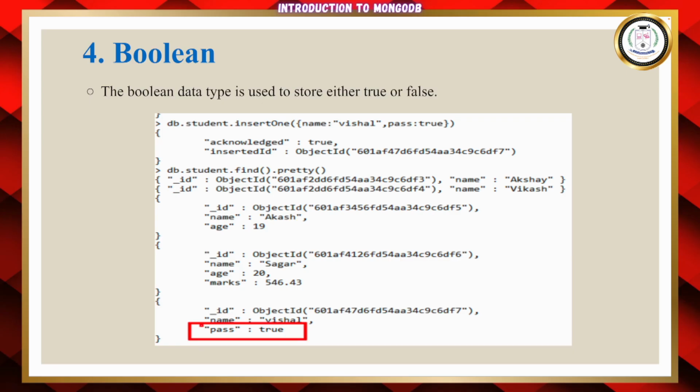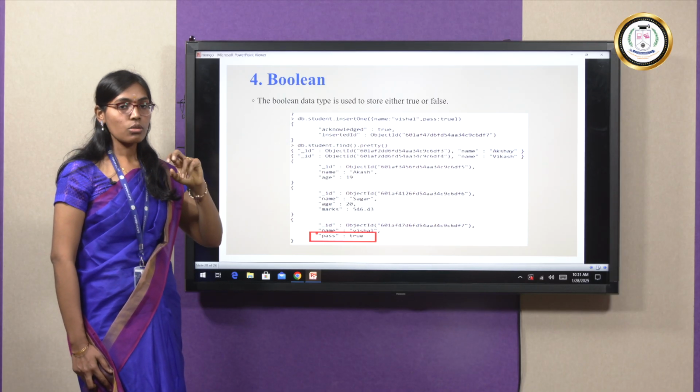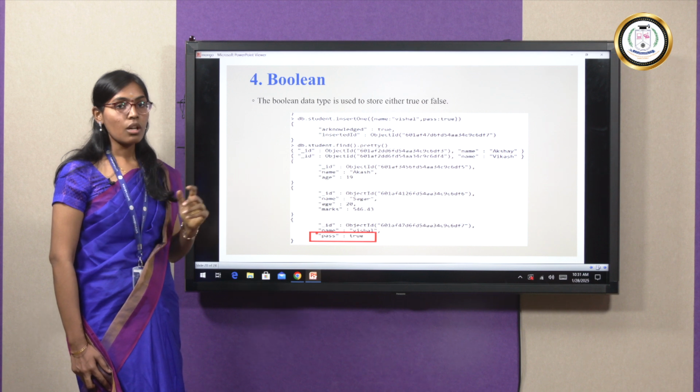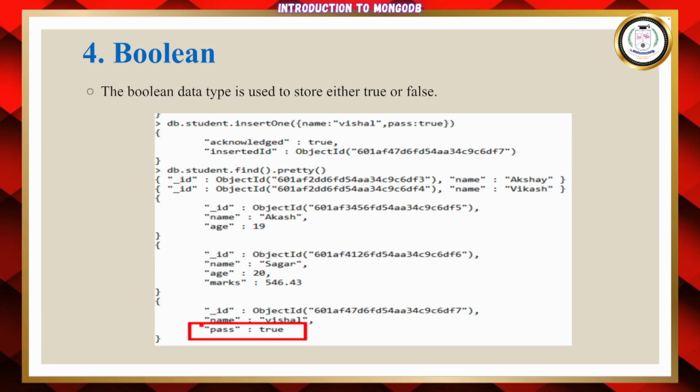And the next data type is your boolean. Boolean takes a logical value of true or false. For example, whether the particular person has passed or failed. Any such value we can give inside your document, and it will not be enclosed within quotation marks. So automatically it will be treated as your boolean data type. Name is Vishal, and whether the person passed or not: pass is equal to true. So that is a boolean data type here.